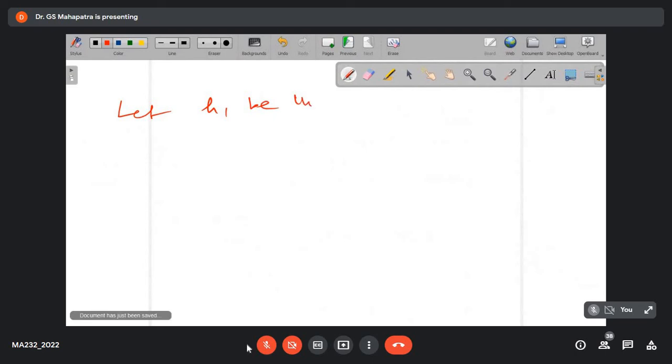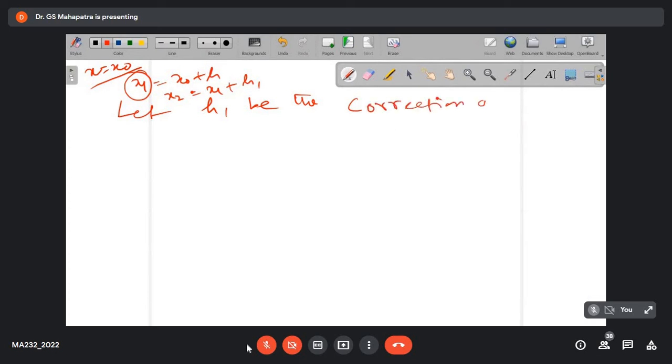Let h1 be the correction. We have the initial approximation x naught, already improved to x1, which is x naught plus h, fine. Now we have to improve this x1. So let us consider x2 is x1 plus h1, where h1 is the correction on x1. Then what is x2? x1 plus h1, and this is the corrected root now.